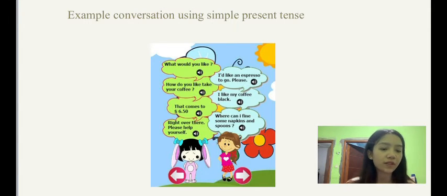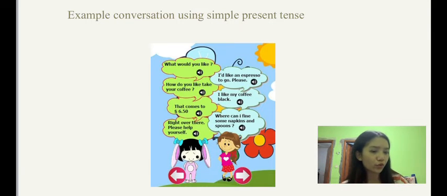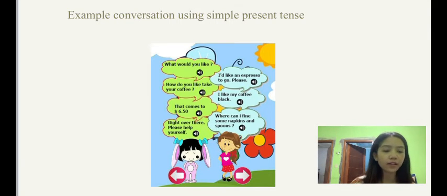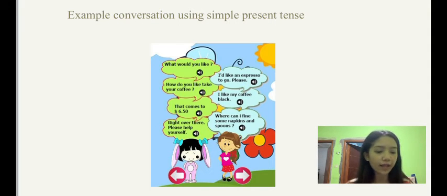Example conversation using simple present tense. What would you like? I'd like an espresso to go, please. How do you like to take your coffee? I like my coffee black. That comes to $6. Where can I find some napkins and spoons? Right over there. Please help yourself.